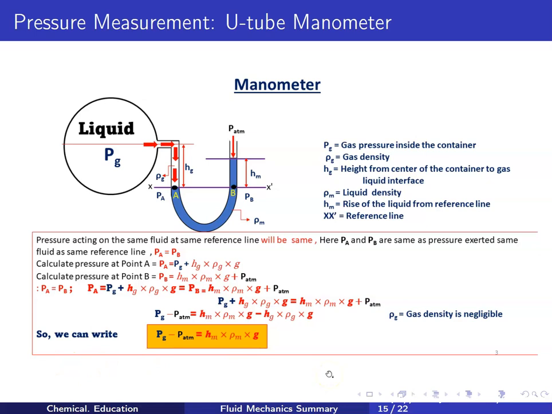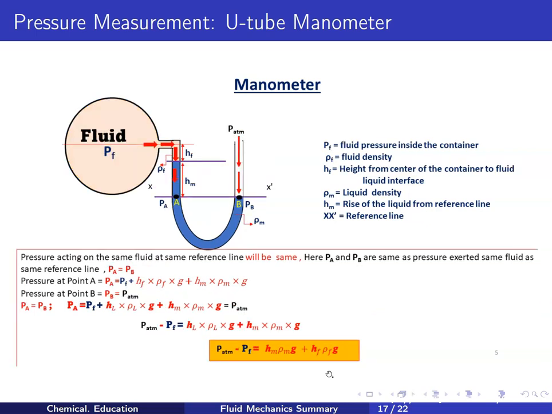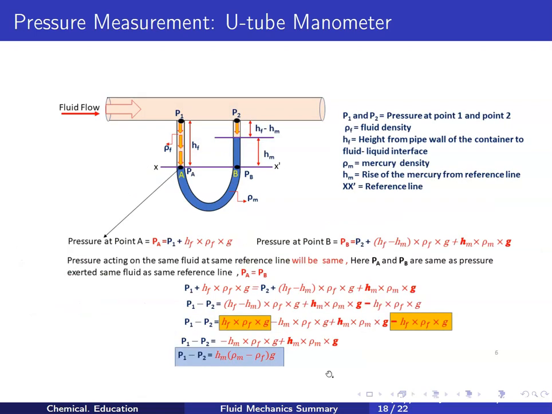Here one limb is open to atmosphere, so here we can easily get that PG minus P atm is equal to hm rho m into g. Now if it is a liquid, then PL minus P atm is equal to hm rho m g minus hL rho L into g. Now if any fluid is there, then P atm minus PF is equal to hm rho m g plus hF rho F into g.